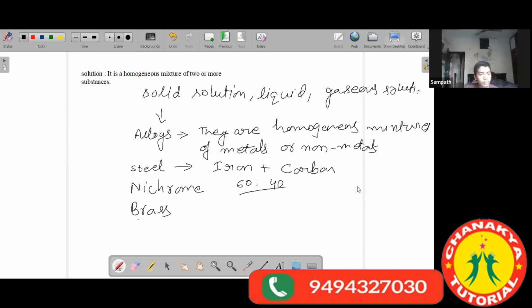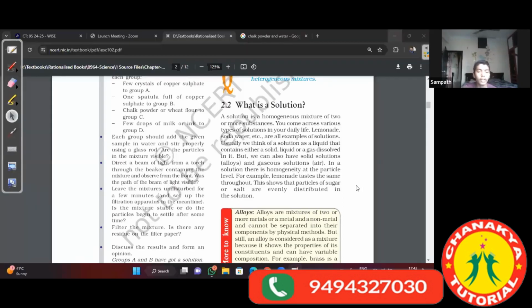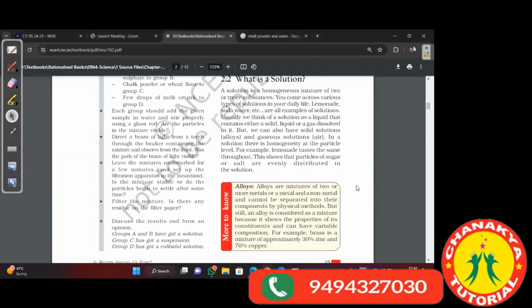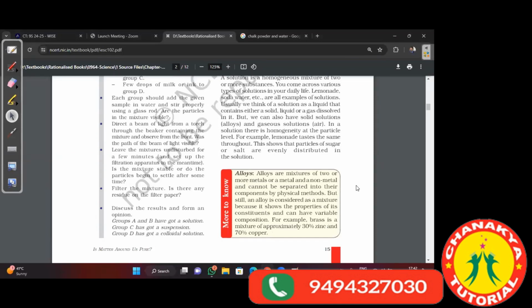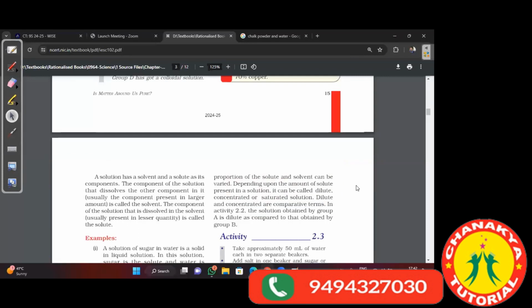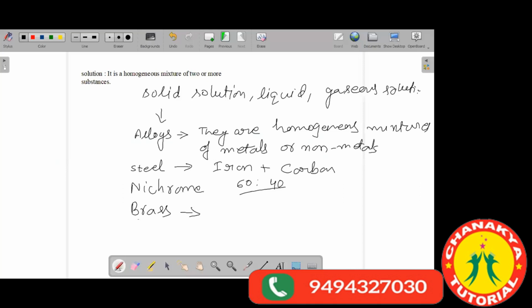Sir, can you say the constituents of brass? See, brass consists of zinc and copper. I'm writing here so that it will be available for you. Brass consists of zinc and copper, generally taken in the ratio 70:30. That's the general ratio. The ratio is not fixed.